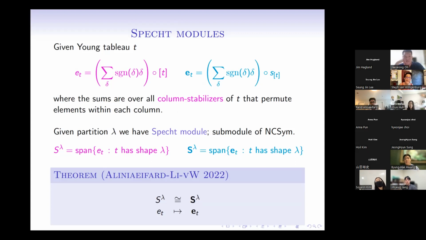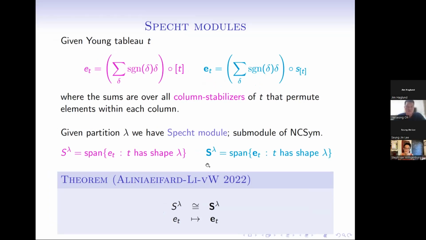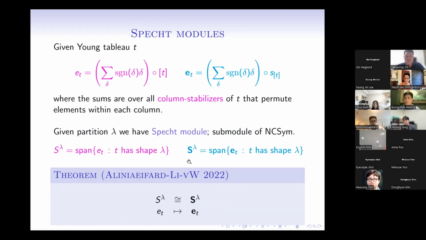With this in mind, recall that we can define the Specht module to be the span of all E_Ts, and we also have a submodule of the algebra of symmetric functions in non-commuting variables, which is spanned by our bold E_Ts. And the thing that's really cool is that these two modules are isomorphic, and the isomorphism couldn't get much nicer. We just send E_T to bold E_T, and that's it.